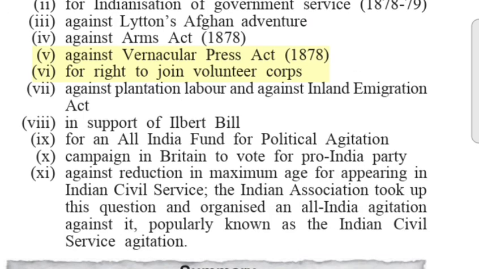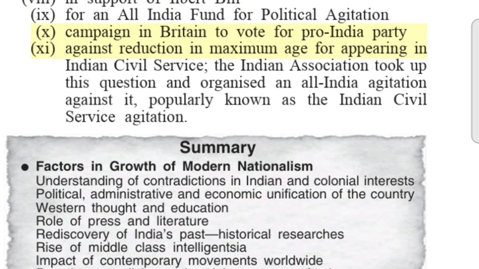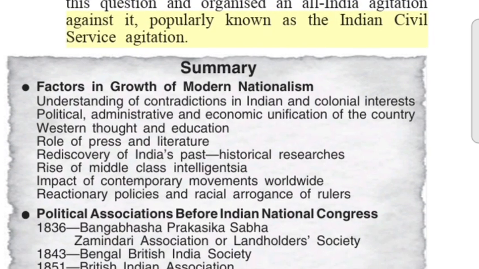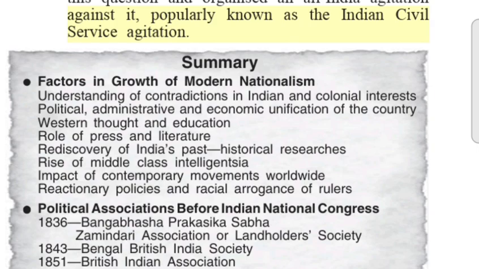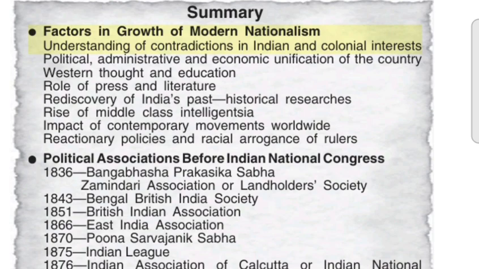VI. For right to join volunteer corps. VII. Against plantation labor and against Inland Emigration Act. VIII. In support of Ilbert Bill. IX. For an All India Fund for Political Agitation. X. Campaign in Britain to vote for Pro-India Party. XI. Against reduction in maximum age for appearing in Indian civil service. The Indian Association took up this question and organized an all-India agitation against it, popularly known as the Indian Civil Service Agitation.